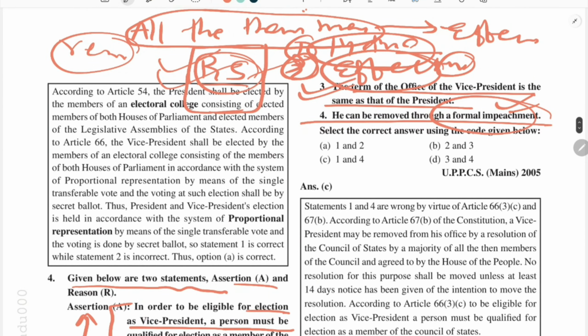There are two more statements. The term of office of the vice president is the same as that of the president. Correct. Both are 5 years. Both have a tenure of 5 years. He can be removed through a formal impeachment.